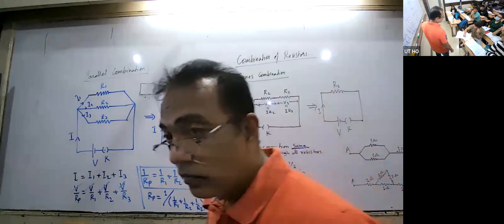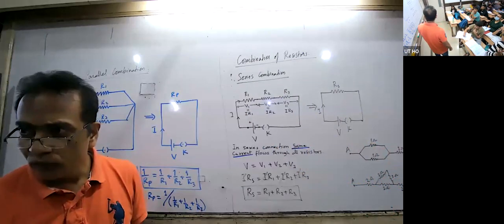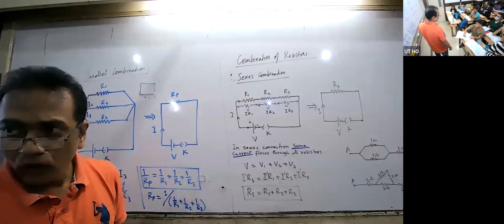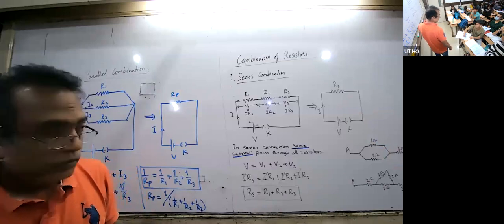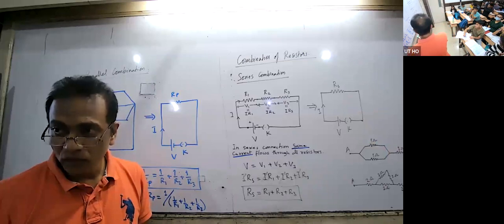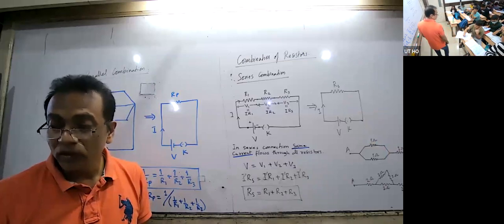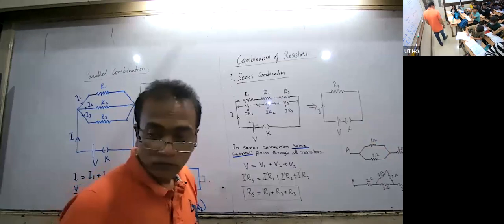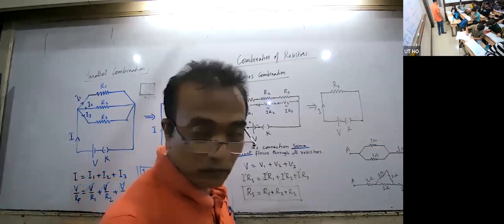What is it? 2 ohm. How? So 1 and 1 are in parallel, so 1 over 1 plus 1 by 1, that is 1 by 1 plus 1 by 1. Find out. 2 ohm is not correct.